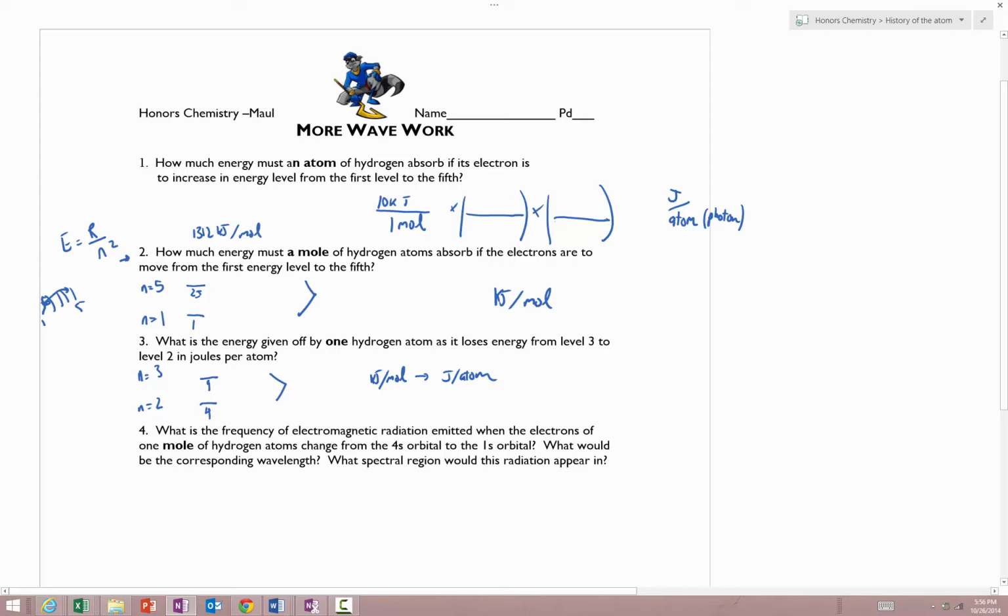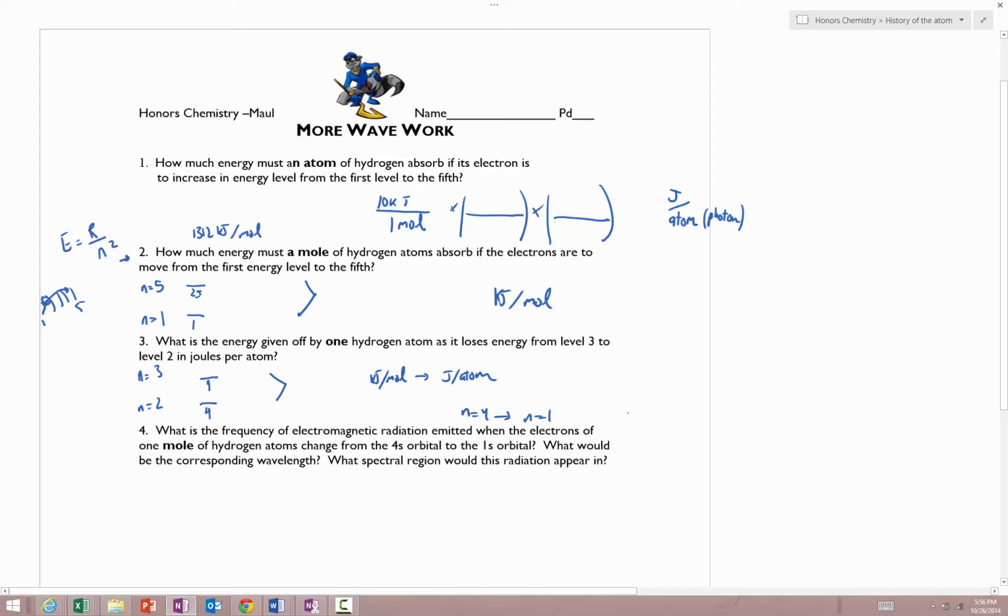And then number 4, there's a lot of things going on. It says, what is the frequency of electromagnetic radiation emitted when the electrons of 1 mole of hydrogen atoms change from the 4s orbital to the 1s orbital? Now some of these quantum mechanical ideas of orbitals are slipping in here. The 4s orbital is just a place where electrons live in the 4th energy level. So we're really looking at going from energy level 4 down to 1, so it's going to give off energy.